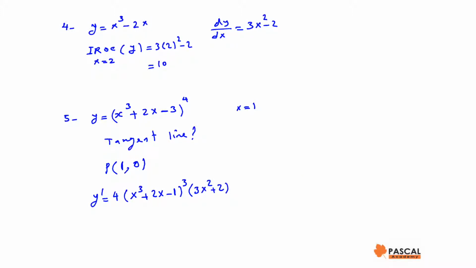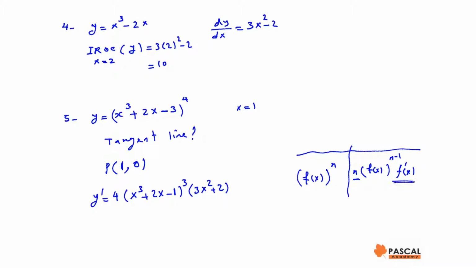We used the power rule or extended power rule, n f of x to the power of n minus 1 times f prime of x. f of x in this case is x^3 plus 2x minus 3. We use this formula. n is 4, a is 1. There is no coefficient, so it's going to be 4 times f of x to the power of n minus 1, x^3 plus 2x minus 3 to the power of 3, times f prime of x, which is 3x^2 plus 2.